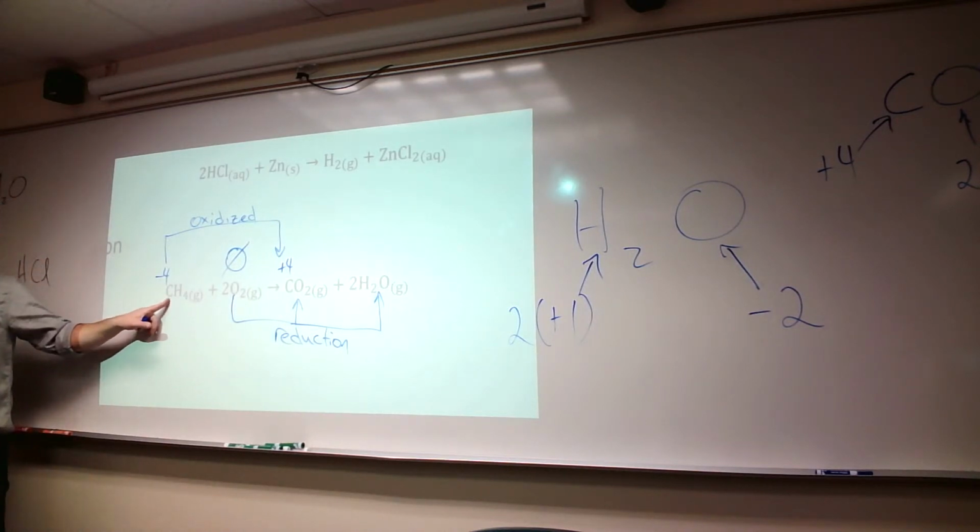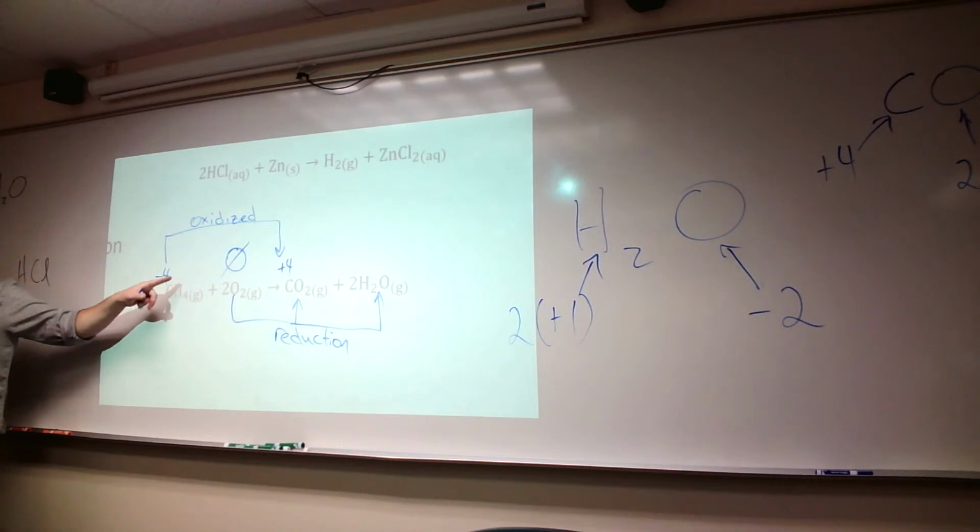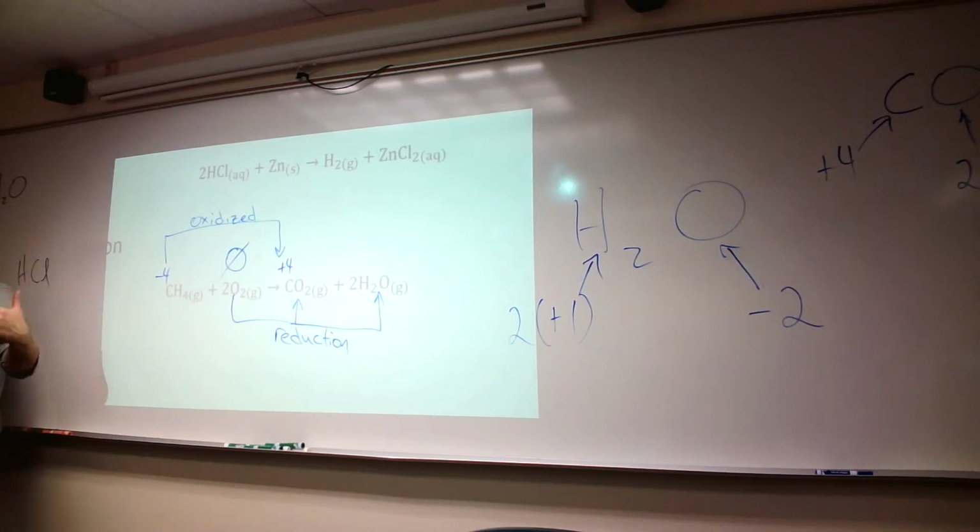And when it's surrounded by all these nonmetals, every nonmetal is more electronegative than hydrogen. So when hydrogen's attached to a nonmetal, it's always +1. If hydrogen's attached to a metal, it's always -1. And when hydrogen is by itself, it's neutral. It's 0.